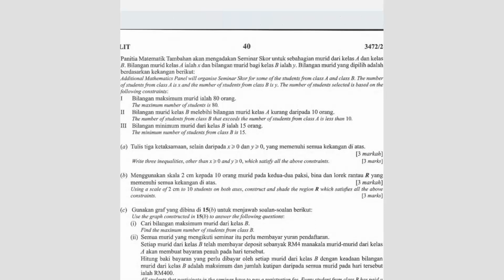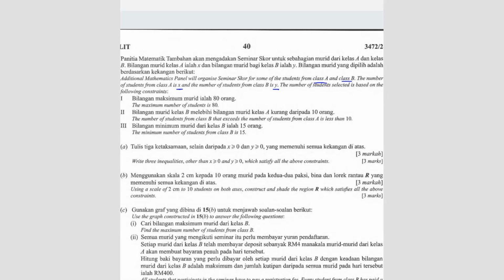Question number 15. Additional Mathematics panel will organize seminar score for some of the students from class A and class B. The number of students in class A is X, number of students in class B is Y. Okay. The number of students selected is based on the following constraint. Okay, the first one they say is maximum number of students is 80.